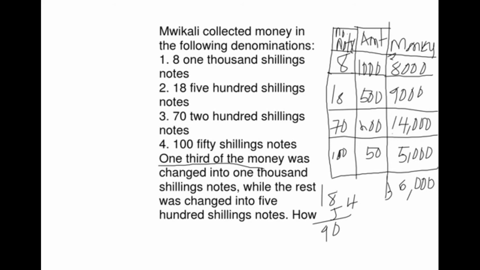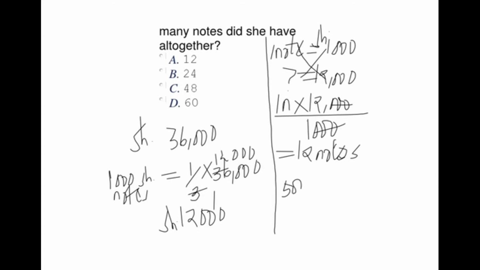Then the rest was changed into 500 notes. So the 500 notes is given by 36,000 minus 12,000. So 36,000 minus 12,000, we have 0, 0, 0. 6 minus 2 is 4. 3 minus 1 is 2. So we have 24,000.